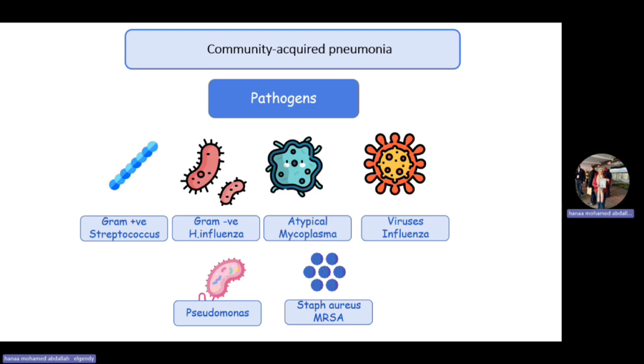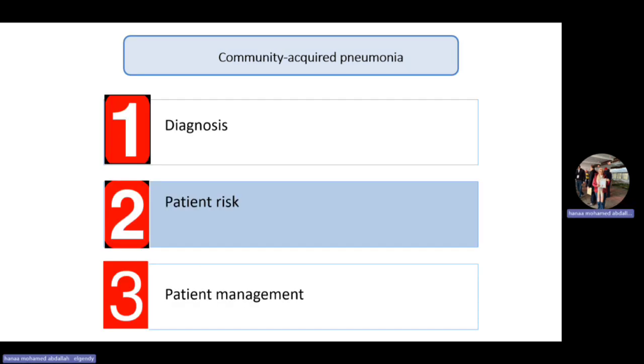The atypical pneumonias are caused by Mycoplasma, Legionella, or Chlamydia, and the viruses include respiratory syncytial virus, influenza, parainfluenza virus, and the COVID-19 virus. One of the most serious microorganisms are Staph aureus, MRSA, and Pseudomonas, in patients at high risk of MDR bacteria like Pseudomonas or Staph.